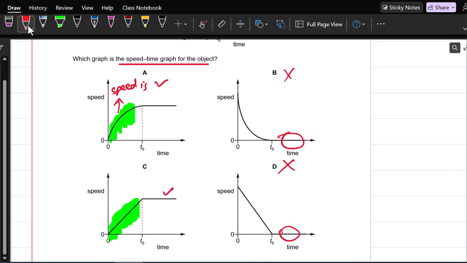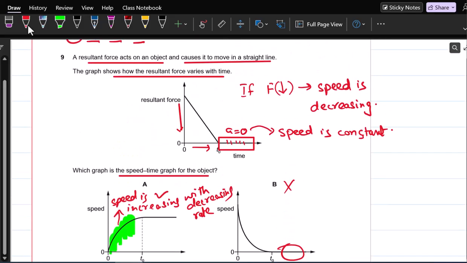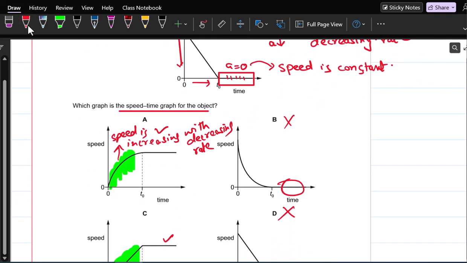Speed is increasing with decreasing rate. Decreasing rate means acceleration is decreasing. So if force is decreasing, it means acceleration is decreasing. So the speed is increasing with decreasing rate. So A is the right option here.